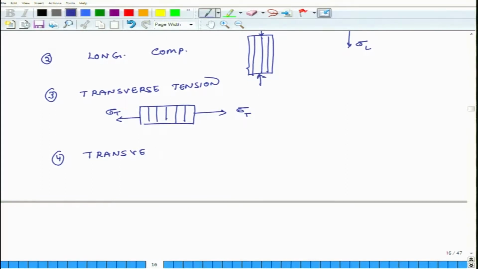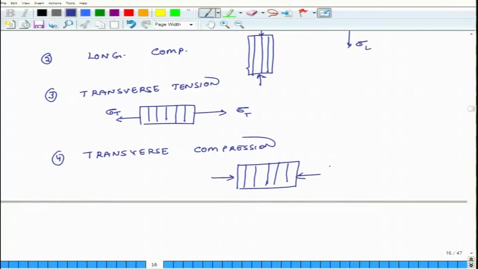So, transverse compression. Okay. So, what happens here? I have a transversely aligned unidirectional composite and I am subjecting it to compressive stresses sigma T, and it is compressive. So, there is a prime here. Okay. So, this is sigma L prime.